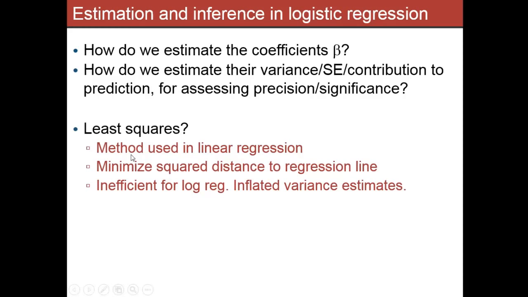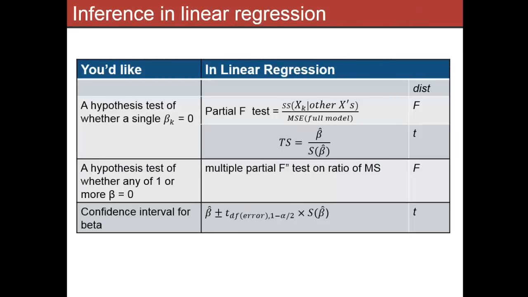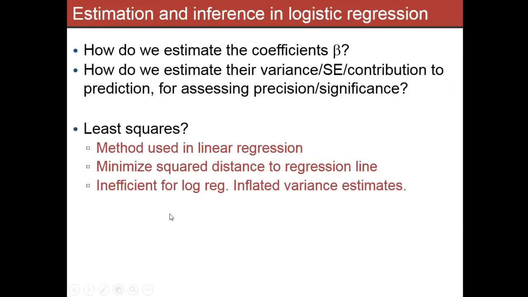So you could use least squares for logistic regression, but no one does it. It's actually not the most statistically efficient method. It will give you larger variance estimates than you otherwise could have. So we don't use least squares for logistic regression. This is cool for linear, but not for logistic regression. So I'm going to talk about what we're going to do in logistic regression. It's called maximum likelihood estimation.